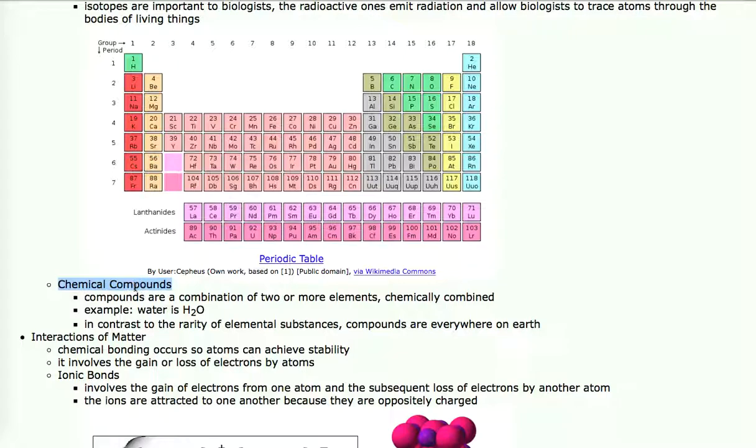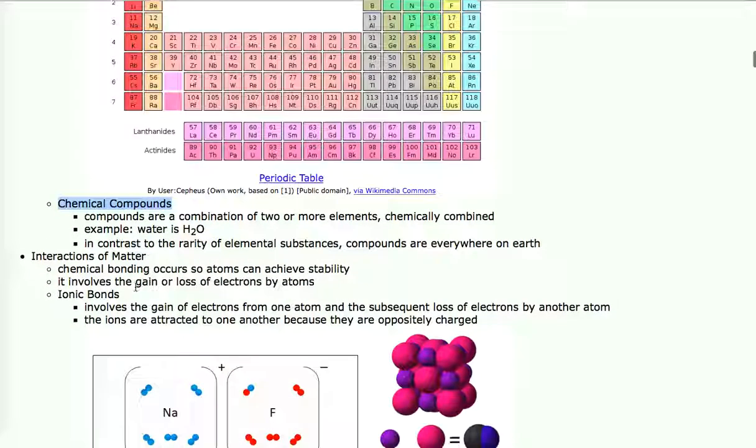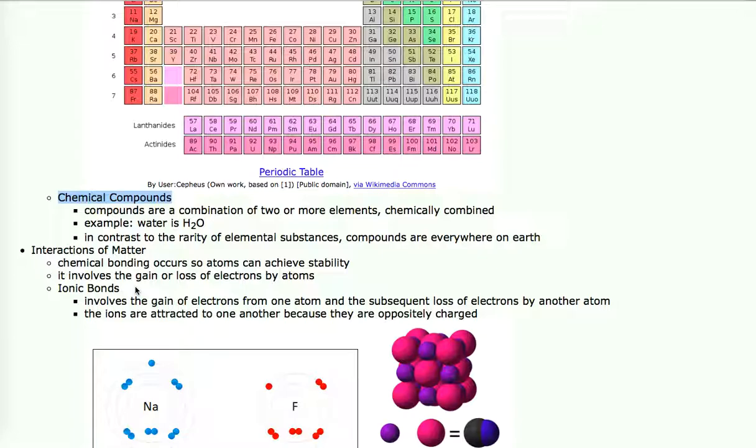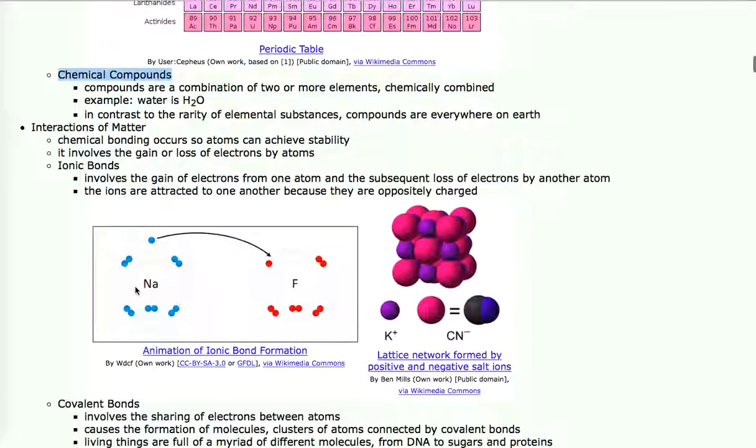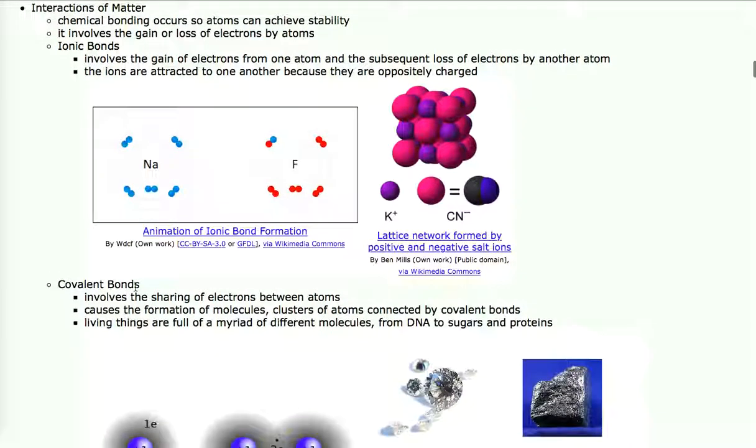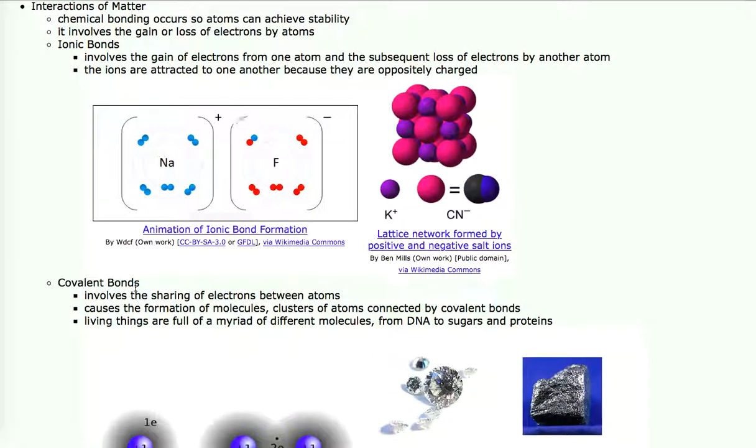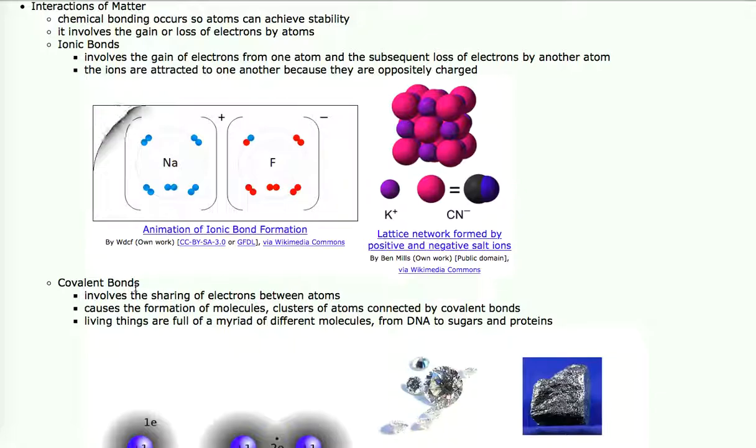Chemical compounds are different than elements. A compound is made up of the chemical combination of two or more elements. They're not just floating around each other, they're actually stuck to each other. One example is water, which is a combination of hydrogen gas and oxygen gas. They're no longer gases. At room temperature, they're liquid because the hydrogen atoms are chemically bonded to the oxygen. So unlike elements, compounds are very common on Earth, whereas elements are very rare. Now, it turns out atoms like to stick to each other. We call this bonding. And in biology, there are three kinds of bonds you need to be aware of.